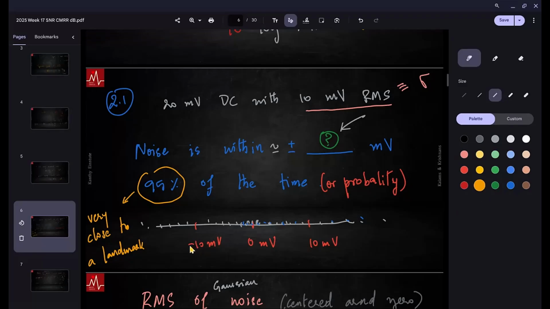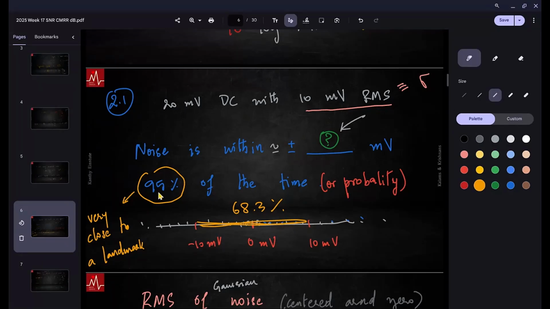Noise will be within plus or minus 10 millivolts 68.3% of the time. Your noise will be within this range, 68.3 percent. Why? That's a sigma, right? One sigma on either side. Noise will be within that 68.3%. Of course, there is a finite chance it will be out of that range, right? So we have quantified it. Noise is within 1 sigma deviation 68.3% of the time.